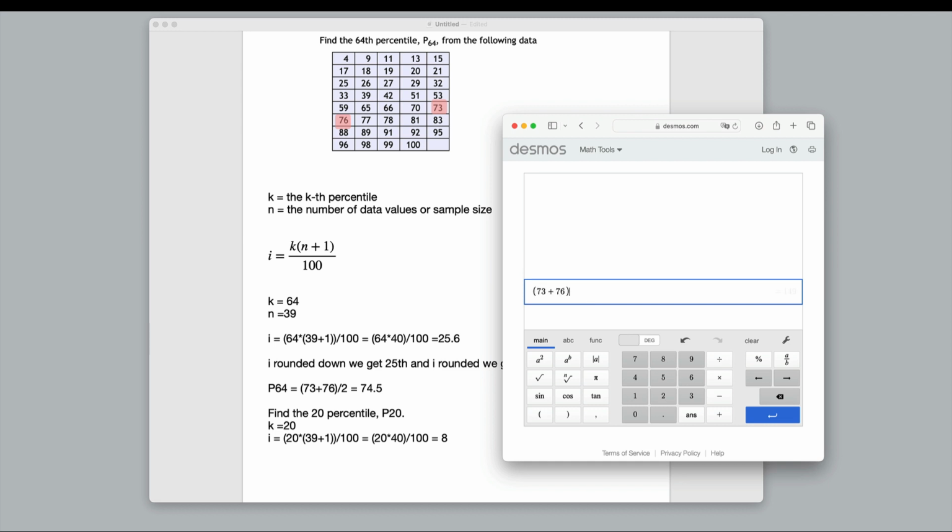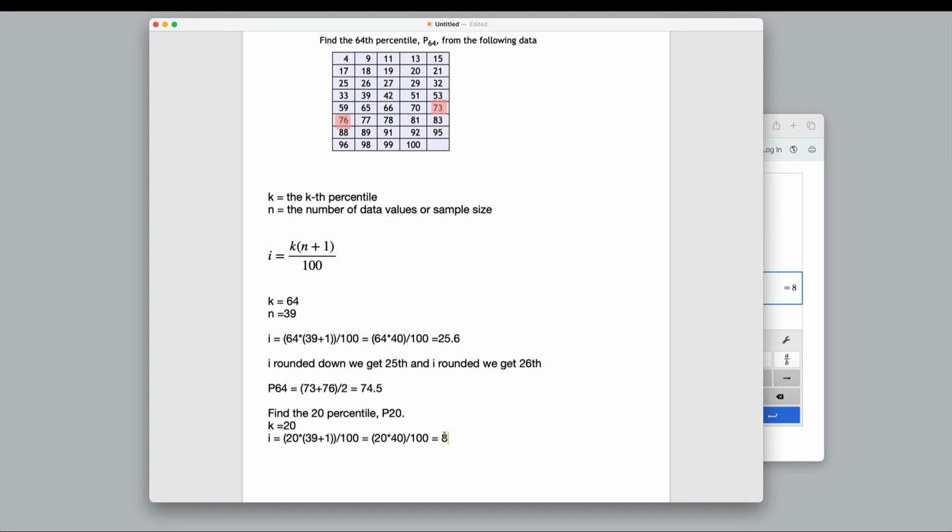We can double check that: 20 times (39 plus 1), divided by 100, and we see we get a nice rounded value of 8. So what does that mean? That just means that our 20th percentile is in the 8th position. Notice it's not a decimal, so we just use the 8th position there. So what would that look like? 1st, 2nd, 3rd, 4th, 5th, 6th, 7th, and 8th. So our P20 here would equal 19. The 20th percentile is 19.